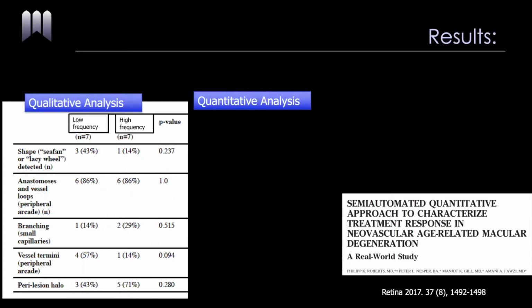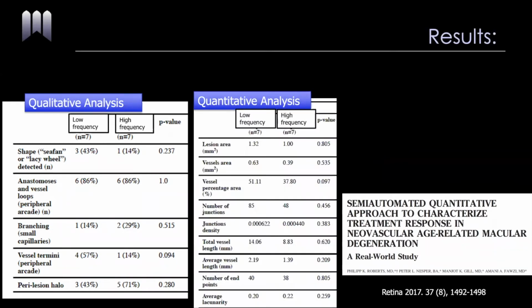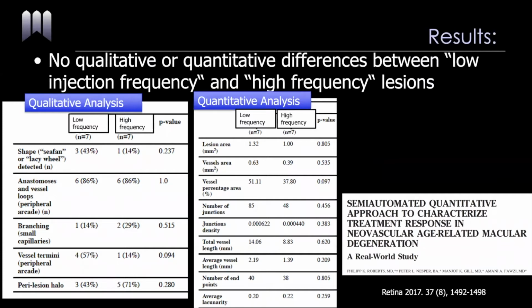At the time, we had a very limited sample of 7 eyes in the high frequency and 7 eyes in the low frequency treatment groups. We looked at the qualitative features from the CED group. We did not find any difference between the two groups. We were optimistic about our quantitative analysis, but we still did not find any statistically significant differences between the two groups of high and low frequency treated eyes.